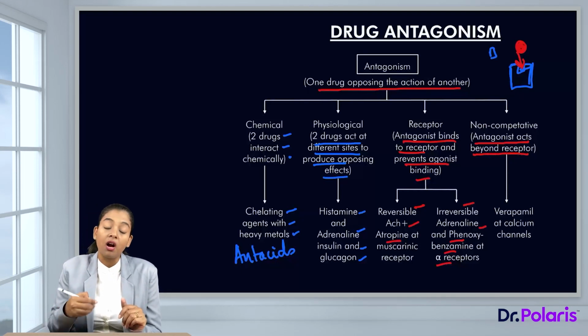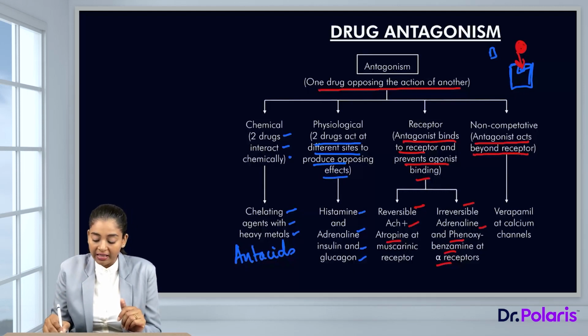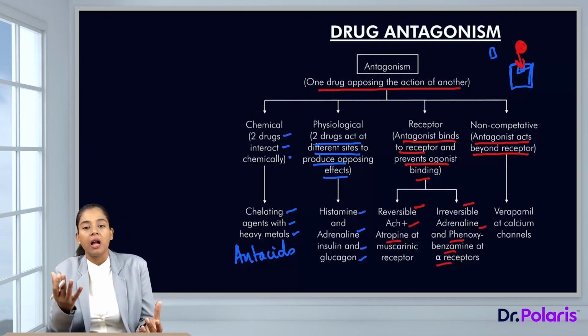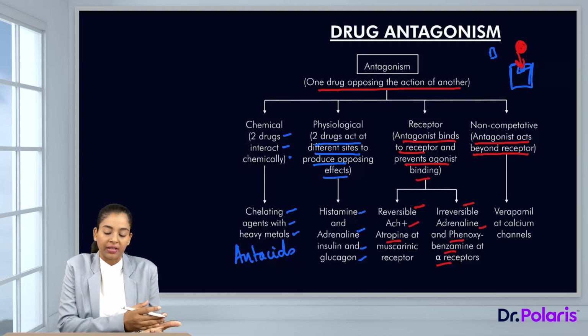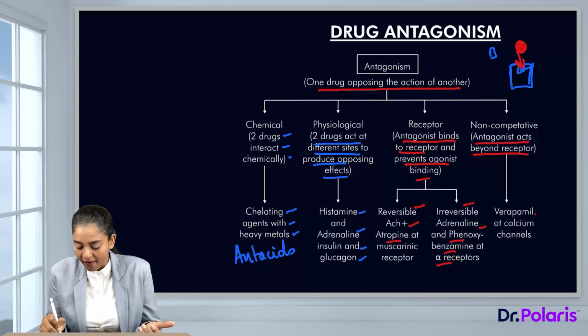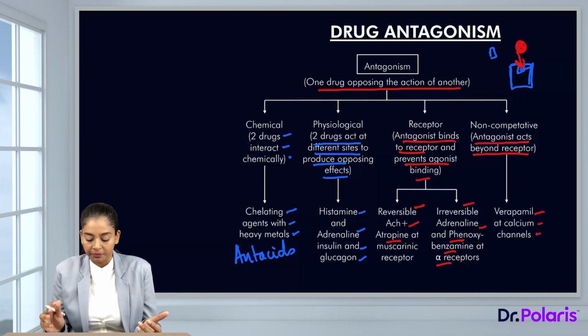Whereas there can be non-competitive antagonism. That is, the antagonist doesn't bind on the same site. They do not compete for the same site of the agonist. They bind to some other site, but still they produce antagonistic action. Like for example, verapamil at calcium channels.